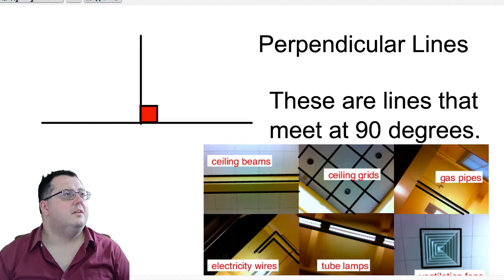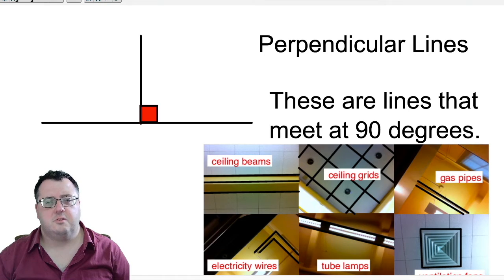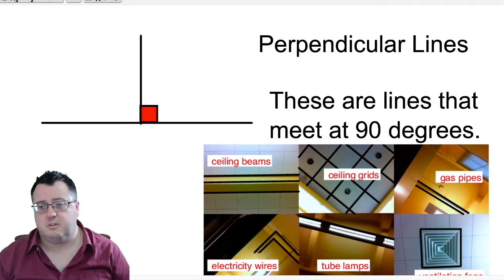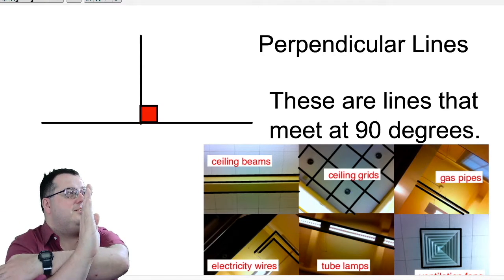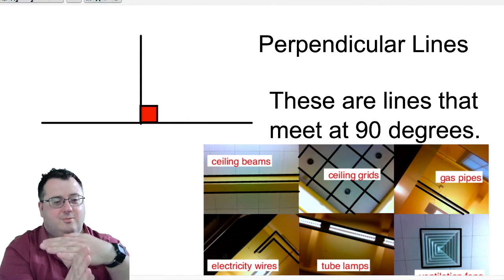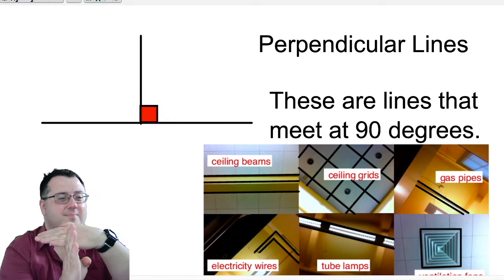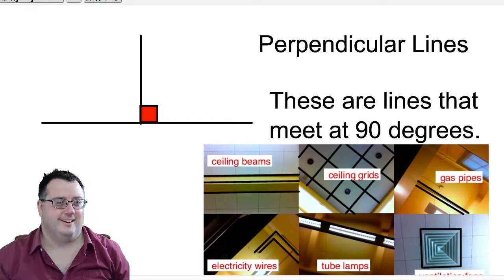Perpendicular lines. These are lines that meet at 90 degrees. So there's an example of it in maths with a red square there. 90 degrees between those two lines that will meet. In the real world, you can have ceiling beams against the tiles in the ceiling, ceiling grids, gas pipes, electricity wires, all kinds of stuff. So it's just really important that you know that they will meet at 90 degrees. I don't know how clear that looks with my hands there, but that's the meaning of perpendicular.